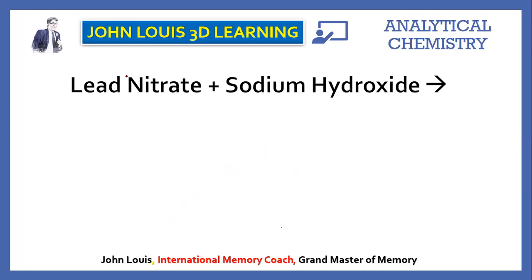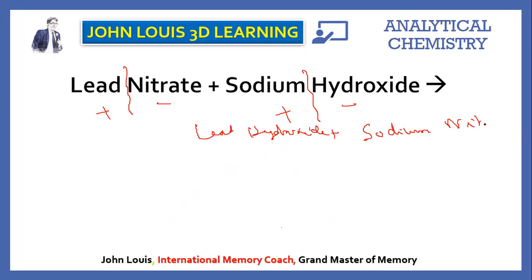So here in lead nitrate, lead is positive and nitrate is negative. Therefore, it's a compound. In sodium hydroxide, sodium is positive, hydroxide is negative. Therefore, it is also a compound. Therefore, it undergoes double displacement. So you are expecting the product lead hydroxide plus sodium nitrate.